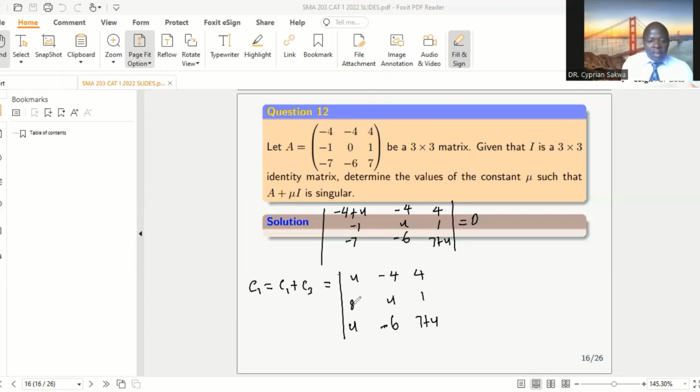So I've already created a 0 here. So I think of creating another 0. I may choose to create it here, at this point, by just subtracting row 1 from row 3. But I may want to place it here. So whichever place, let me put it here. Let me put a 0. I just want to create this space.